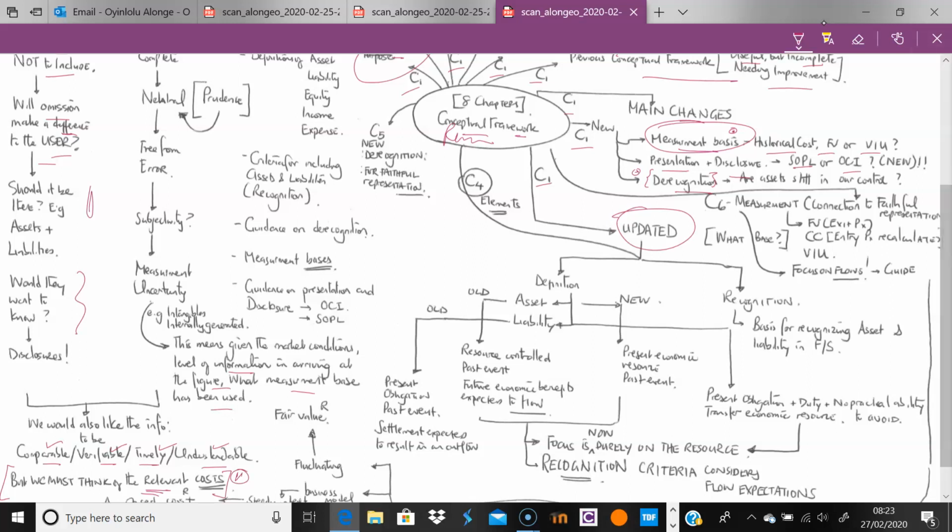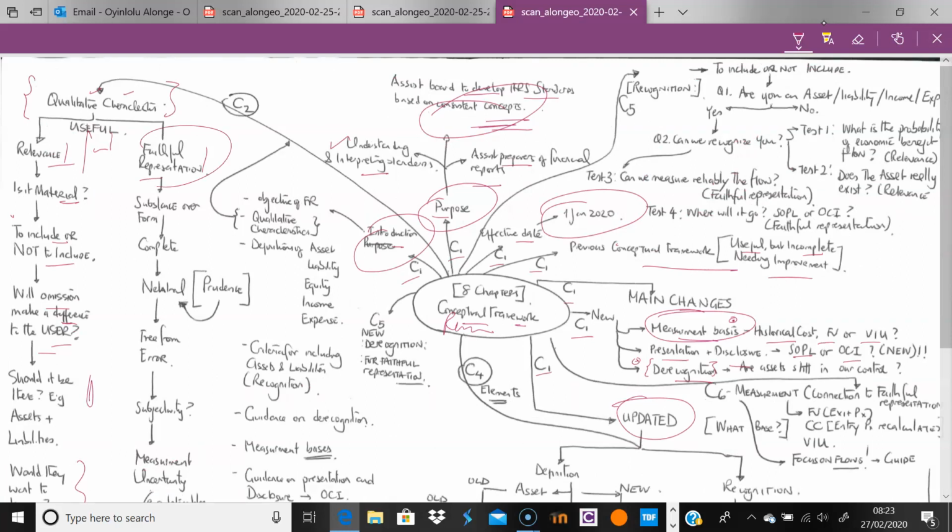Very quickly jumping into the other one: faithful representation. Just by the sound of it, is it neutral? Is it free of error? Is it complete, if you like? What is the substance over form? Now, of course, this will always be subjective, and there will be areas of judgment, if you like, and areas of probability, and areas of measurement uncertainty. And this, of course, connects very strongly to this issue of measurement basis.